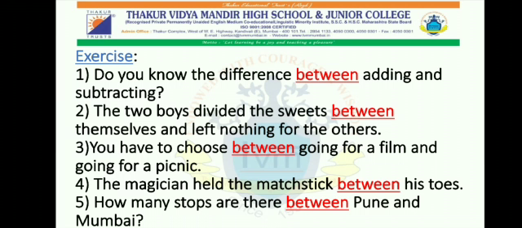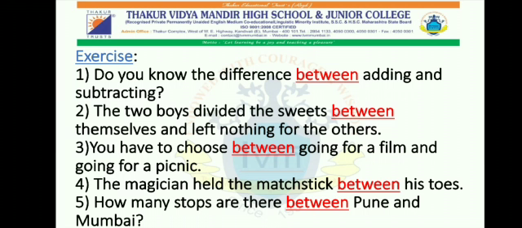You have to choose between going for a film and going for a picnic. Fourth, the magician held the matchstick between his toes. How many stops are there between Pune and Mumbai? Here you can see in all the sentences we are talking about two people or two places or two things. That is why we have used the preposition between.